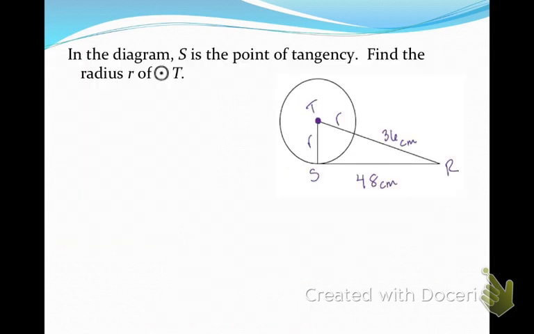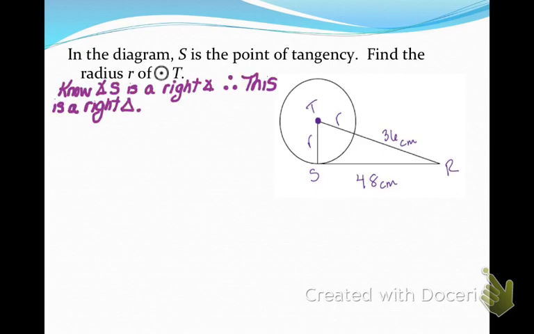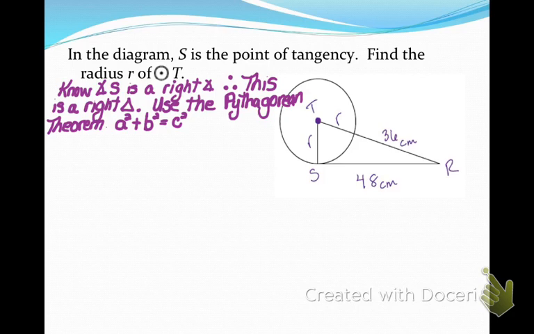All right, let's take a look at this one. In this diagram, S is the point of tangency, and they are telling me that it is tangent at that point, and they want me to find the radius of circle T. Well, I know if S is the point of tangency, that S has to be a right angle, therefore this is a right triangle, and again, I'm going to use the Pythagorean theorem to find my radius. So I'm going to use a squared plus b squared equals c squared. I'm going to label my diagram, and then I'm going to plug things in.